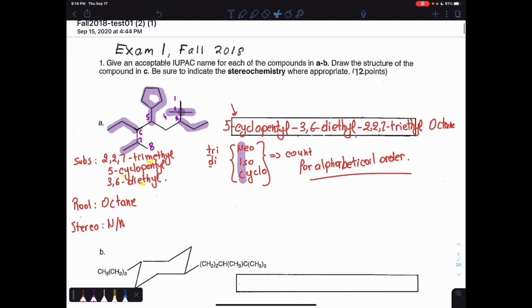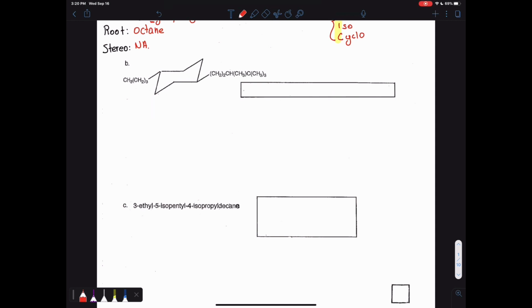All right, so now moving on. Again, I do the same thing. I'll start with the number of subs. I'll separate them, root and stereo.